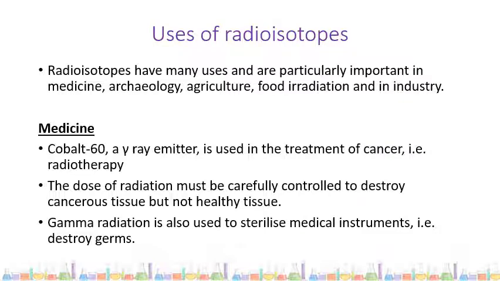Radioisotopes have many uses. One we mentioned already was in the treatment of cancer. Cobalt-60 produces gamma rays which, when controlled and carefully administered, can destroy cancerous tissue. Gamma radiation is also used in medicine to sterilize instruments by destroying bacterial cells and germs.